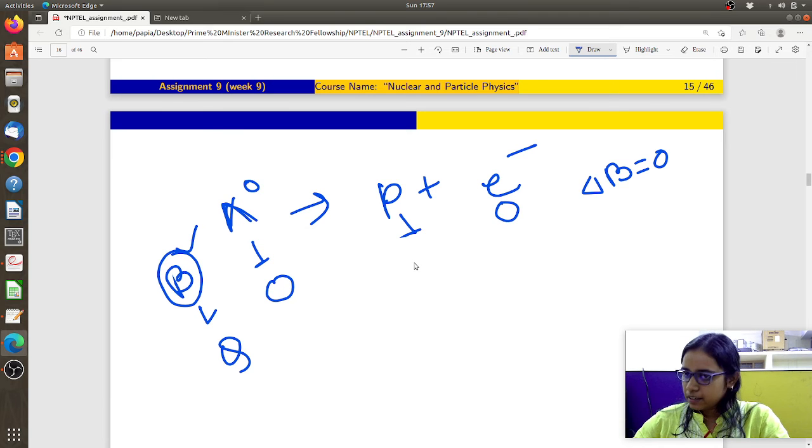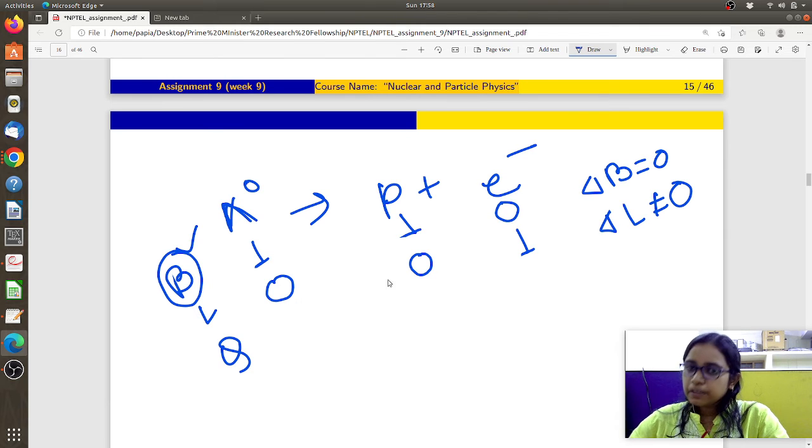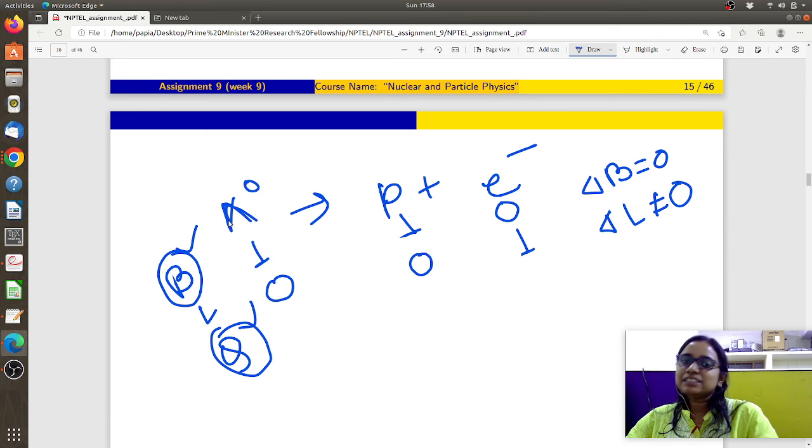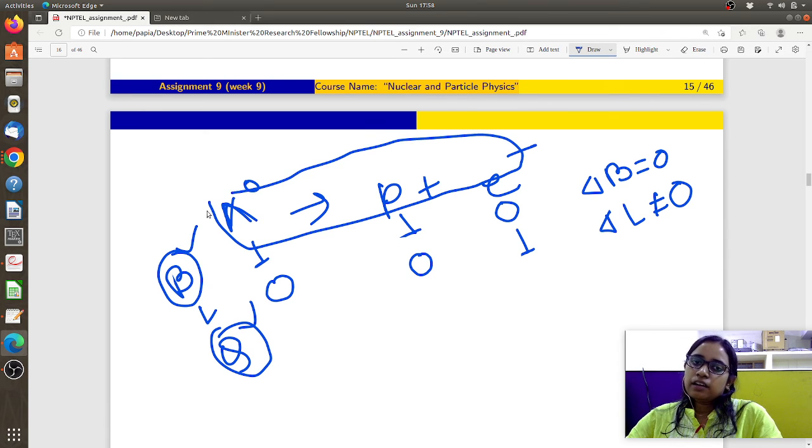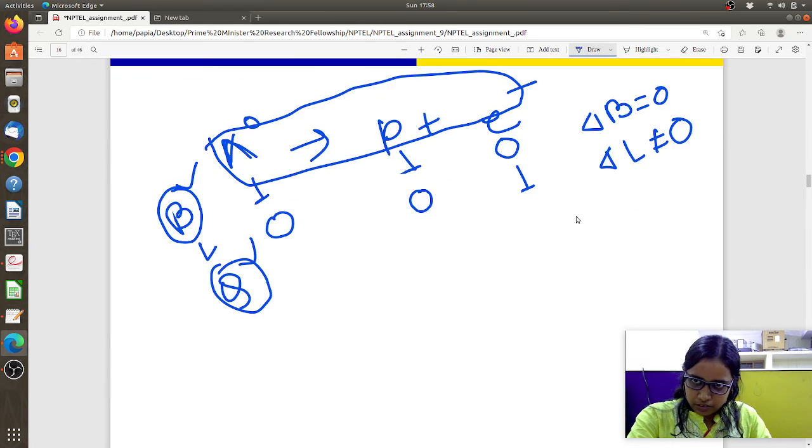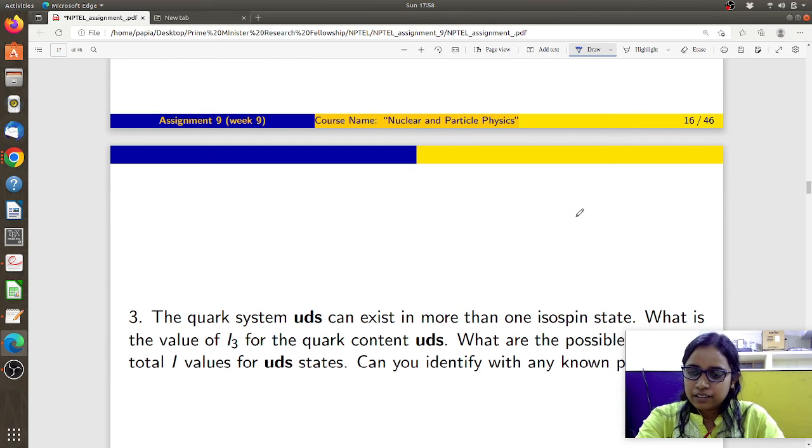P? No, right? Not a lepton either. And electron, it is a lepton. So that means it's a 1. So if I write delta L here, it is not 0. That means we don't need to see Q also here, because that expression is not allowed, because delta L is not 0. So the last equation is not allowed. Fine? Yeah, I think it's fine.